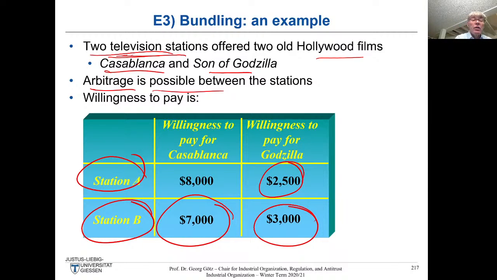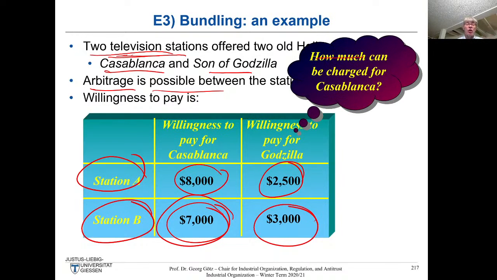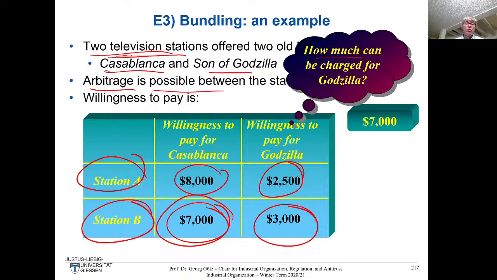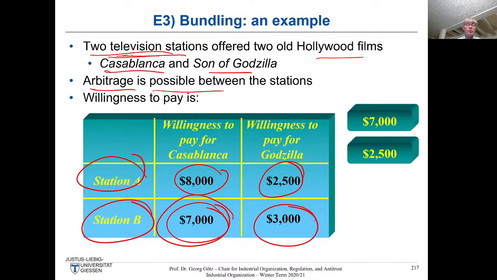Now, if you want to sell it to both, you cannot sell Casablanca to Station A at a price of 8,000 and at a price of 7,000 to Station B, to Tele 5. So what happens now? How much can be charged for Casablanca? If you want to sell 2 units, to both stations, you can only charge 7,000. And of course, you can only charge 2,500 for the Son of Godzilla.